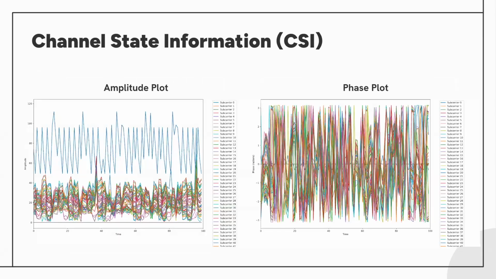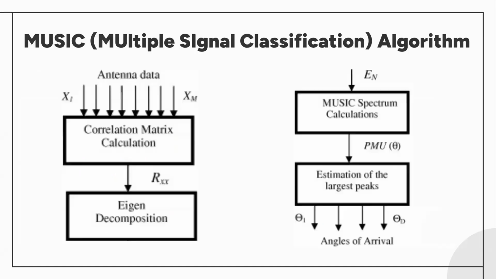Since CSI is a matrix, and you're going to have one matrix for each different point in time, this is how you would plot, for example, two pieces of information you can get from CSI, the amplitude and the phase. You can see there are several different subcarriers that you can plot here, and this is all one big continuous signal over time. A commonly used algorithm in Wi-Fi localization is the MUSIC algorithm, or the multiple signal classification algorithm. It's a subspace-based direction finding algorithm that estimates the angle of arrival, which is the angle at which a signal arrives at the receiver from the transmitter.